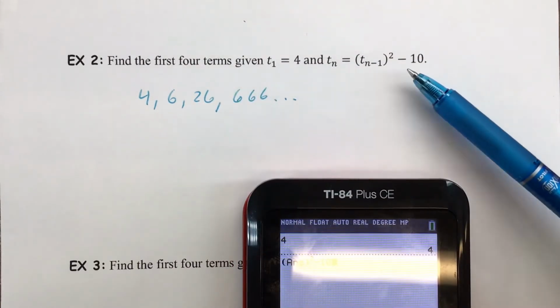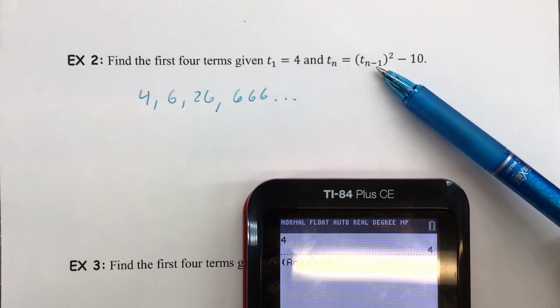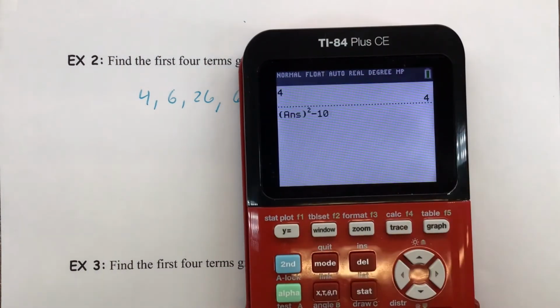Okay, so we have this in there, except instead of Tn minus 1, I've typed in ANS, which refers to the previous answer. In this case, that would be a 4. So when I press enter, it's going to take that 4, go ahead and square it, then subtract 10. So your second term is 6.